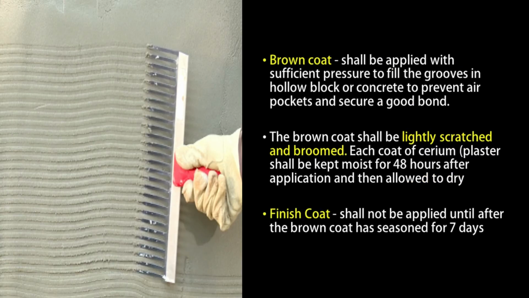Brown coat. Brown coat shall be applied with sufficient pressure to fill the grooves in hollow block or concrete to prevent air pockets and secure a good bond. The brown coat shall be lightly scratched and broomed. Each coat of cement plaster shall be kept moist for 48 hours after application and then allowed to dry.